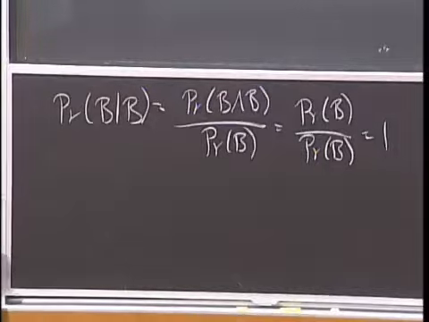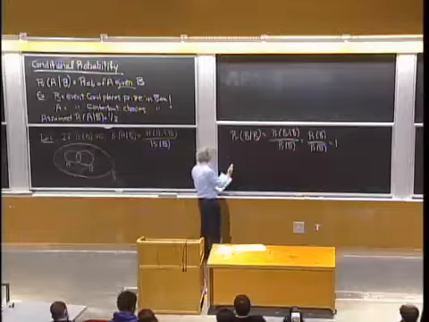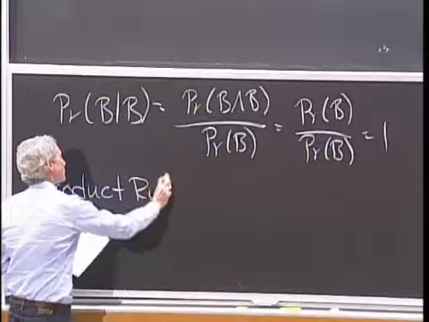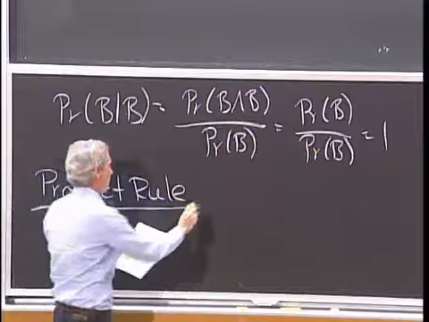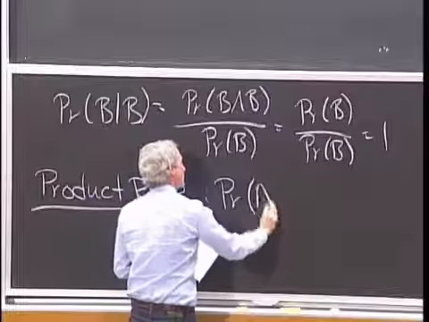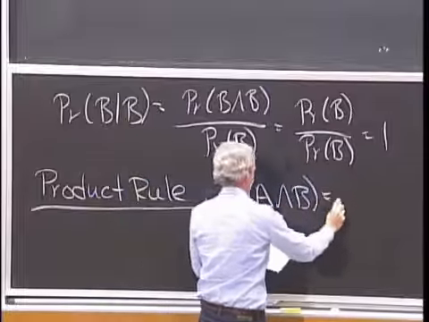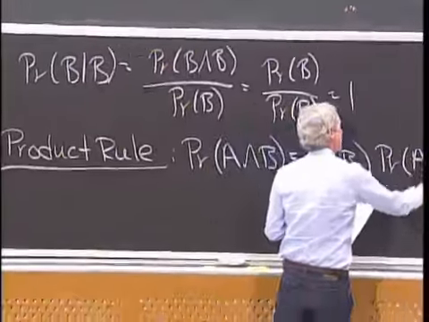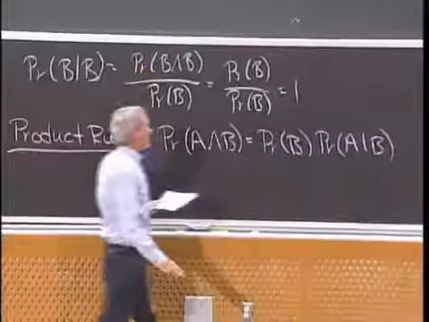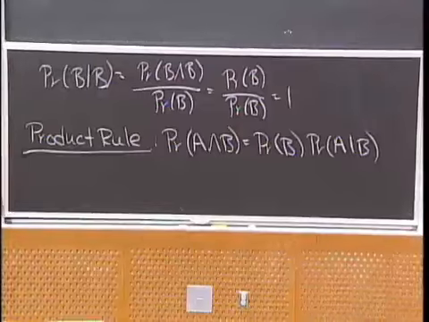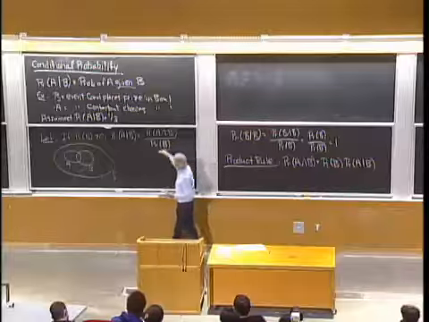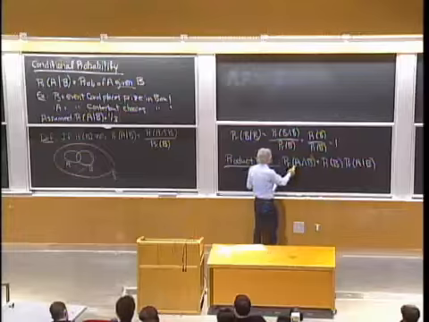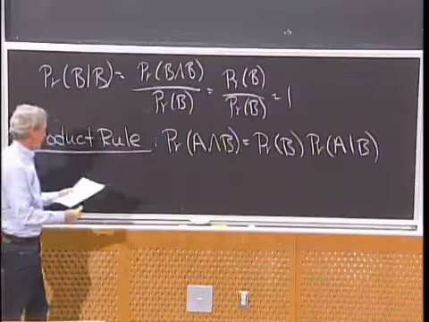Now, there's a nice rule called the product rule, which follows from the definition very simply. The product rule says that the probability of A and B for two events is equal to the probability of B times the probability of A given B. And that just follows straightforwardly from this definition. Just multiply by probability of B on both sides. All right, so now you have a rule of computing the probability of two events simultaneously happening.